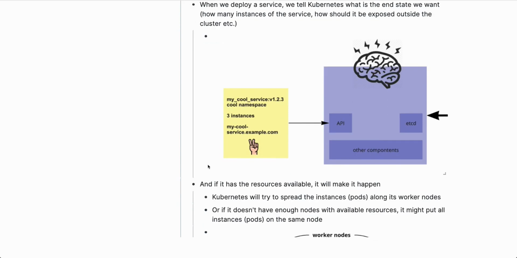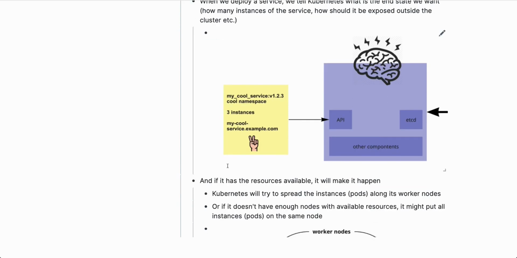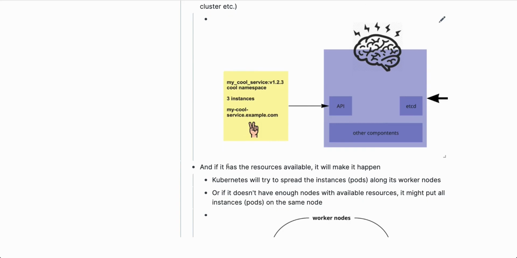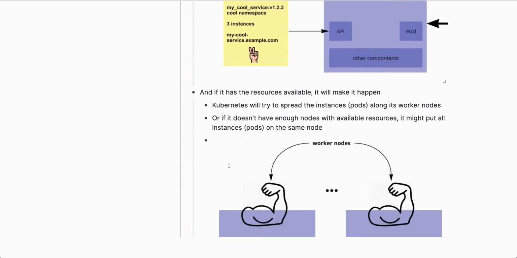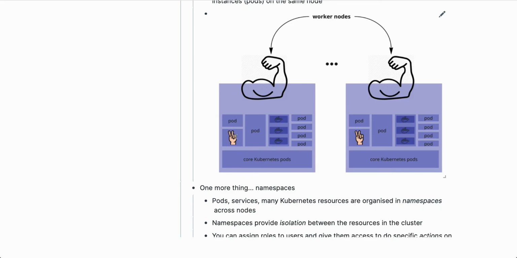It will usually try to spread the instances or the pods along its worker nodes. But if it doesn't have enough resources, then it might just put all of them in the same node. So it could look something like this, with our service being deployed on different nodes.